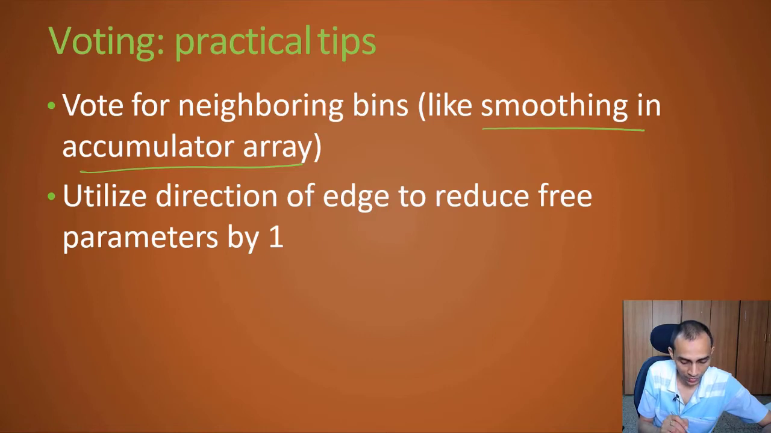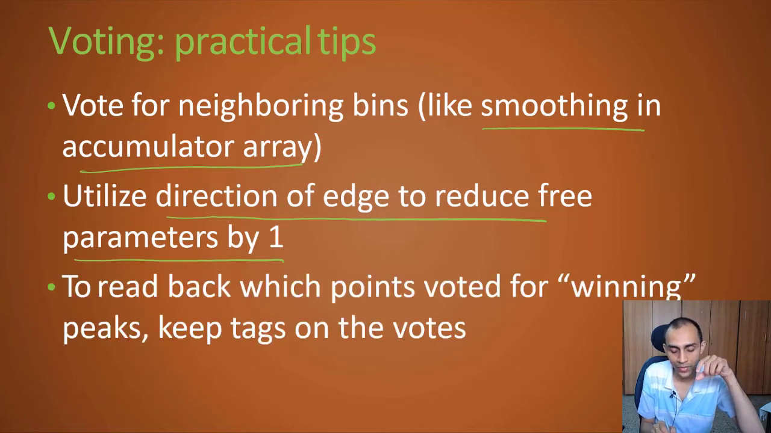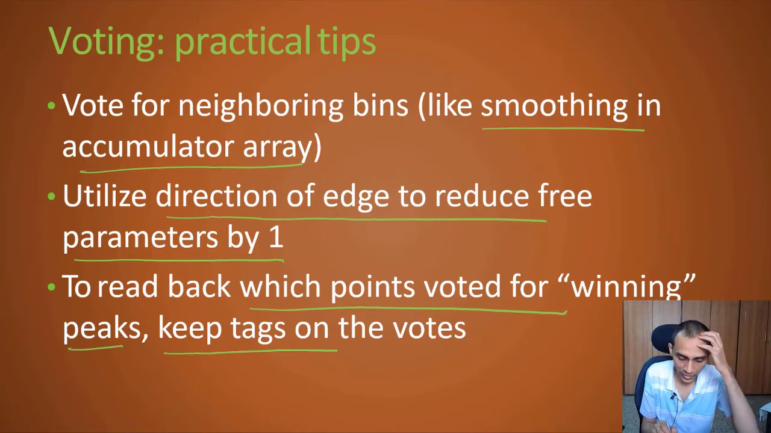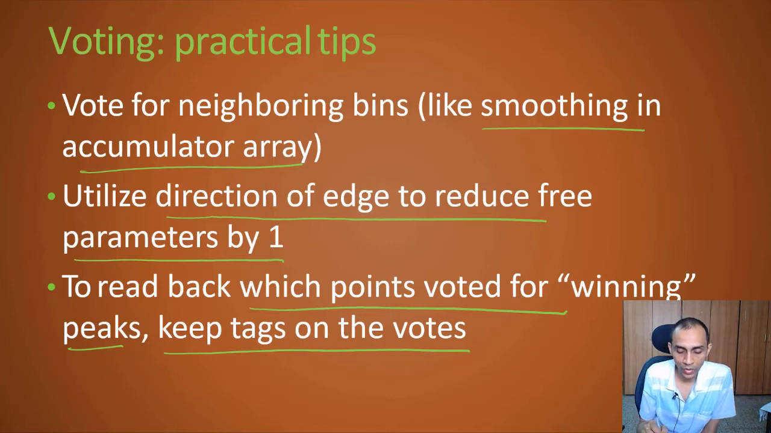Finally, if you also want to know which of the points actually voted for a particular straight line or circle, you can keep tags on the votes. When you are casting a vote, we can have some linked list information which will tell us that this vote has been cast from this location of the edge point. That will help us identify which points exactly voted for this straight line, and that will precisely help you draw the exact line on the image if you want to do that. So you can use tagging on the votes, who is voting for where.